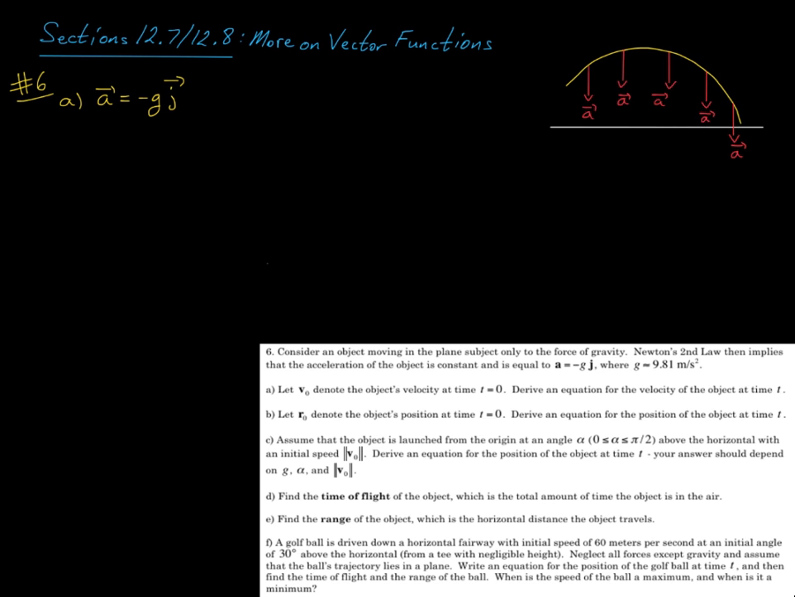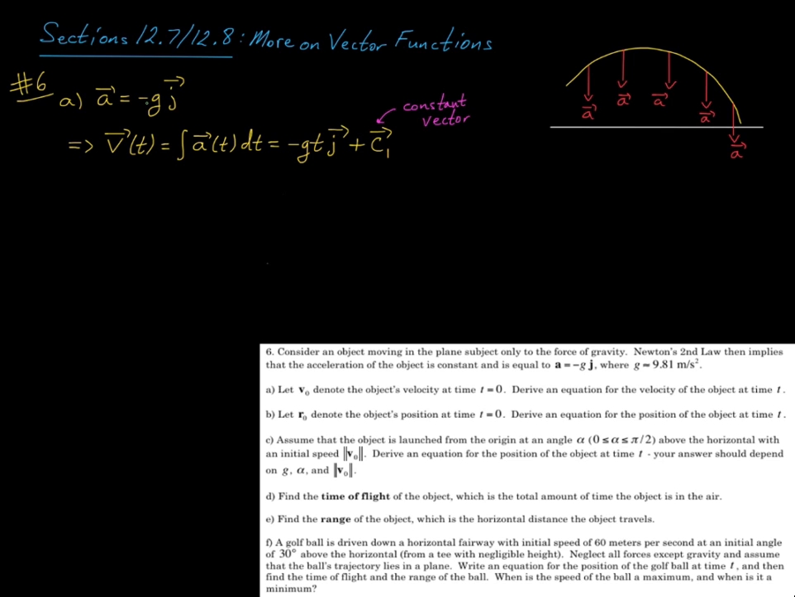Okay, so for part A, it says let v sub 0 denote the object's velocity at time t equals 0. Derive an equation for the velocity of the object at time t. Well, we know that the acceleration is the derivative of the velocity. Put another way, the velocity is an antiderivative of the acceleration, so we'll go ahead and integrate.